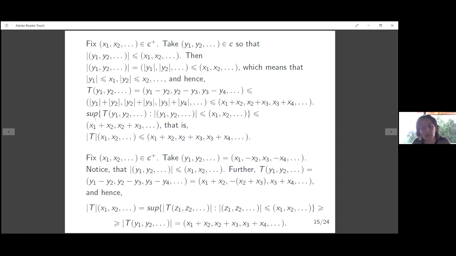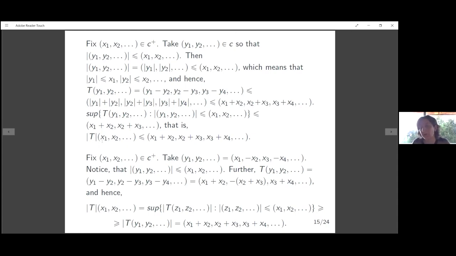But this supremum is defined to be modulus of T applied on x. So modulus of T applied on x is less than or equal to the sequence having coordinates x1 plus x2, x2 plus x3, etc.